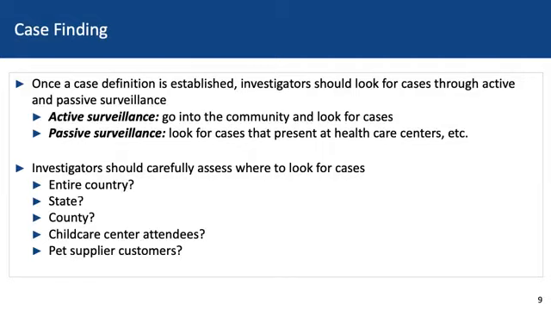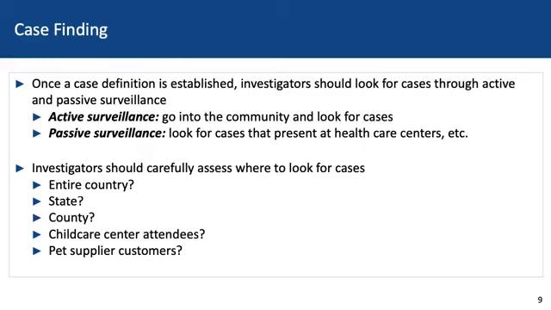So once a case definition is established, we need to go out and actually find those cases in the community. And we do that through either active or passive surveillance. For active surveillance, we go into the community and actually look for cases. So for instance, we might directly contact healthcare providers or perform a house-to-house survey. In passive surveillance, we look for cases that present at healthcare centers or other areas passively. So we may simply ask hospitals or doctors to report cases that come into their facilities.